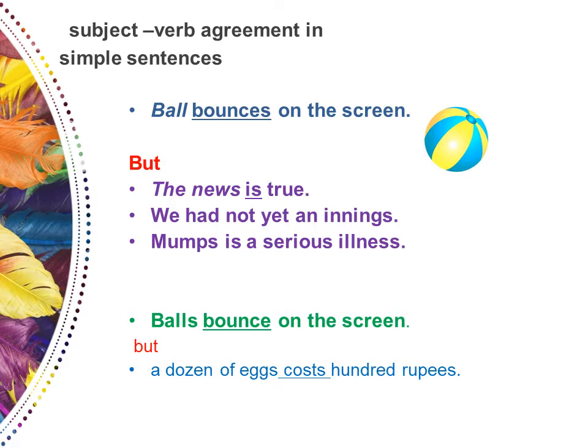But as you can see, balls bounce on the screen. But a dozen of eggs cost 100 rupees. Balls is the plural form, and hence we write the plural form of the verb without adding s. But when you say a dozen of eggs, even though there are a lot of eggs, we consider it as a dozen, and hence we use the singular form of the verb.